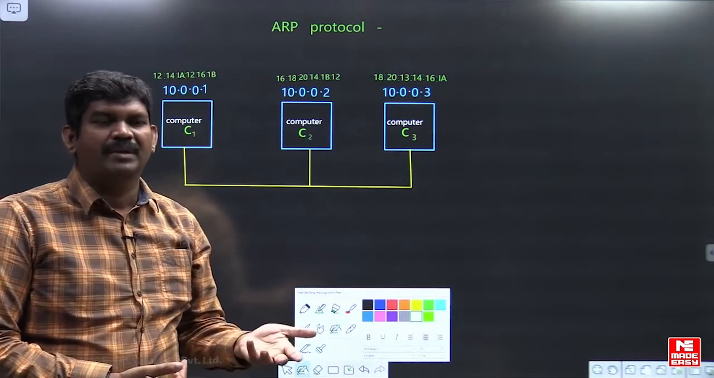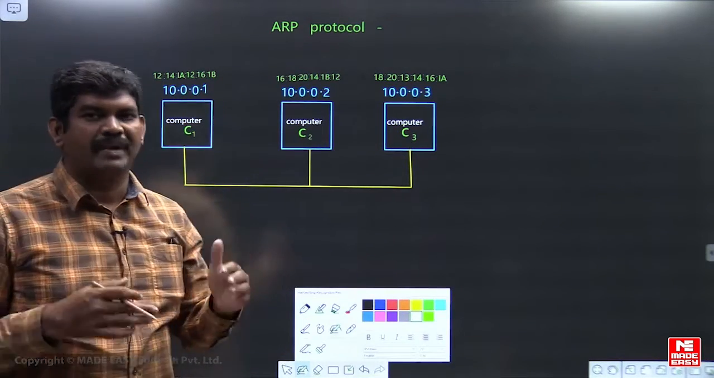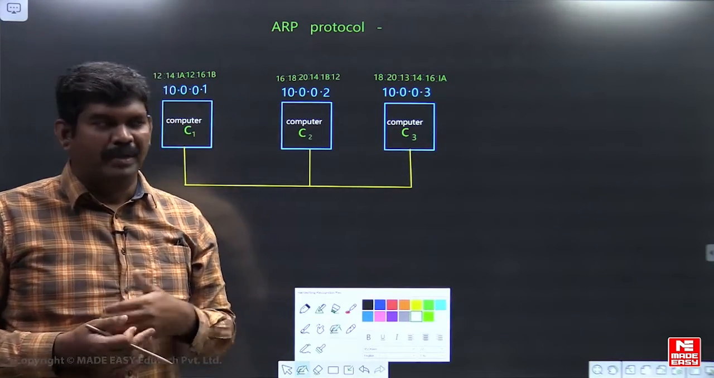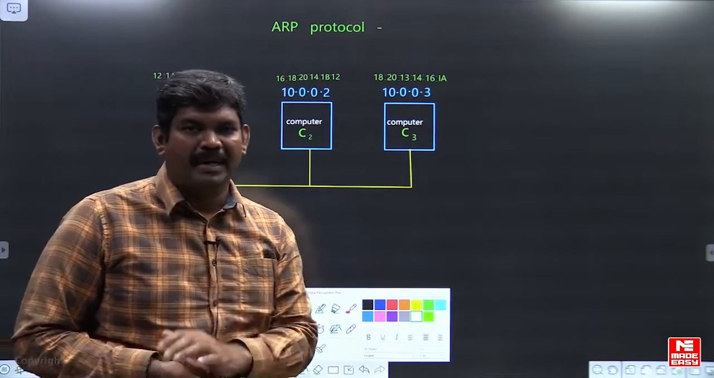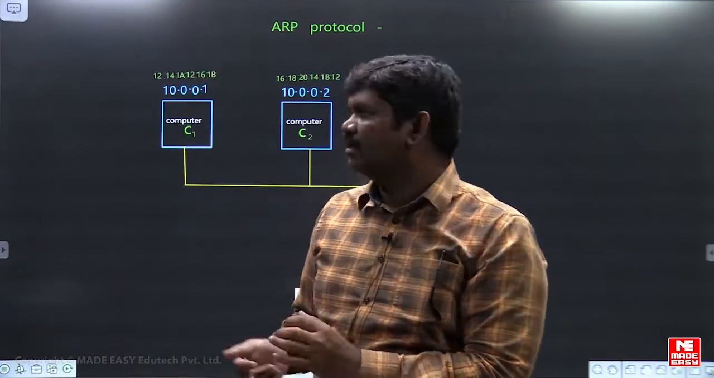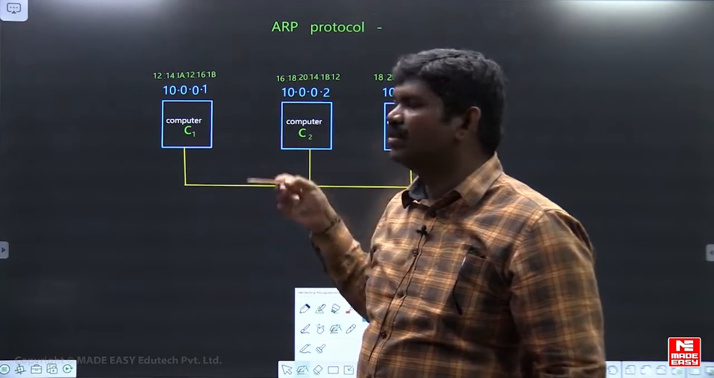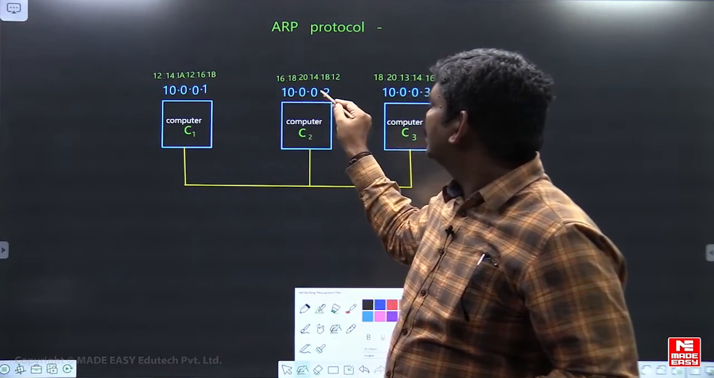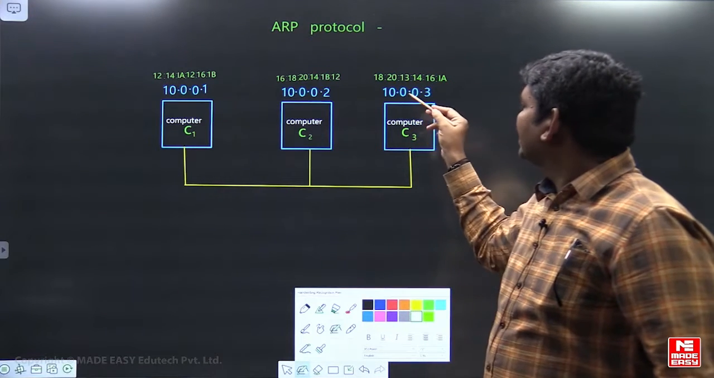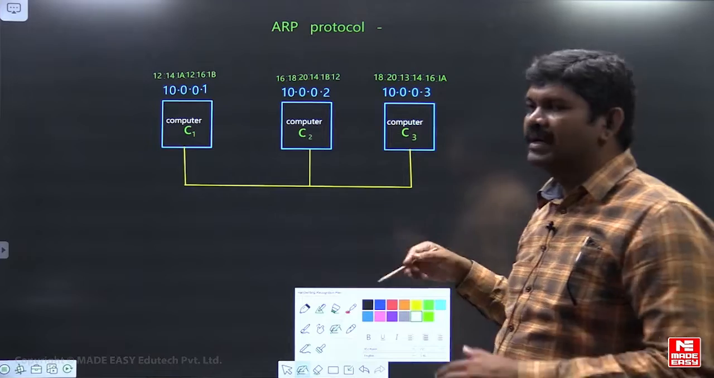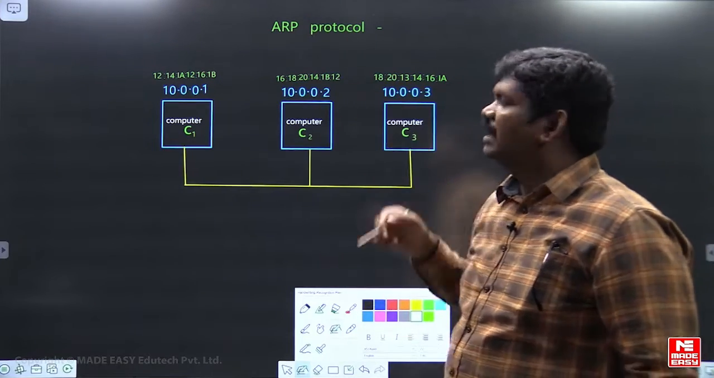By default the computers, the devices, will have the MAC address whenever you purchase them. But once they are connected in the network, the IP address should be explicitly assigned. That is how the IP addresses like 10.0.0.1, 10.0.0.2 for computer 2, and 10.0.0.3 for computer C3 are assigned. Okay, now what is the role of this ARP protocol?